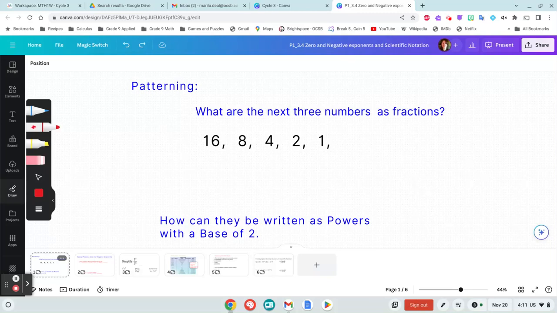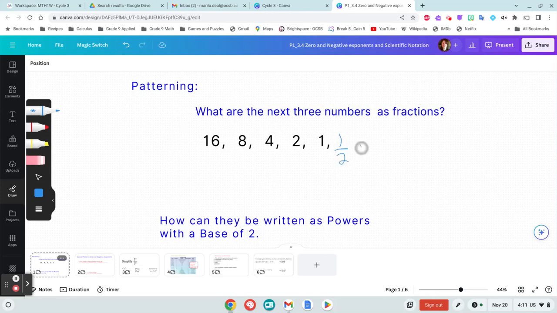Okay, so in this lesson, we're going to be looking at scientific notation again, and we are also going to look at what happens when we get a negative exponent or an exponent that has a value of 0. So before we do that, I just want to follow through in terms of the pattern that's happening here. So we have 16 decreasing to 8, decreasing to 4, decreasing to 2, decreasing to 1. So if I'm following this, it's going down by half each time.